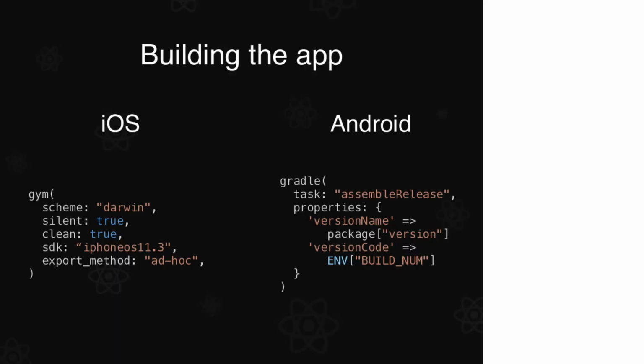Now is the time to build the app. On the iOS side, it's done by a thing called Gym. It builds and packages iOS apps for you. It takes care of all the heavy lifting and makes it super easy to generate an IPA or app file. On the other hand, Gradle is here to execute any Gradle task you want. In our case, we want to execute assembleRelease to build the Android version of the app.